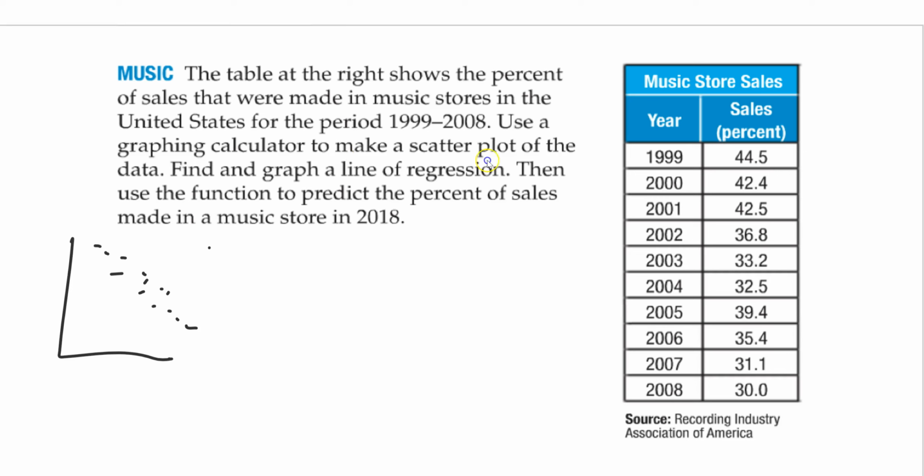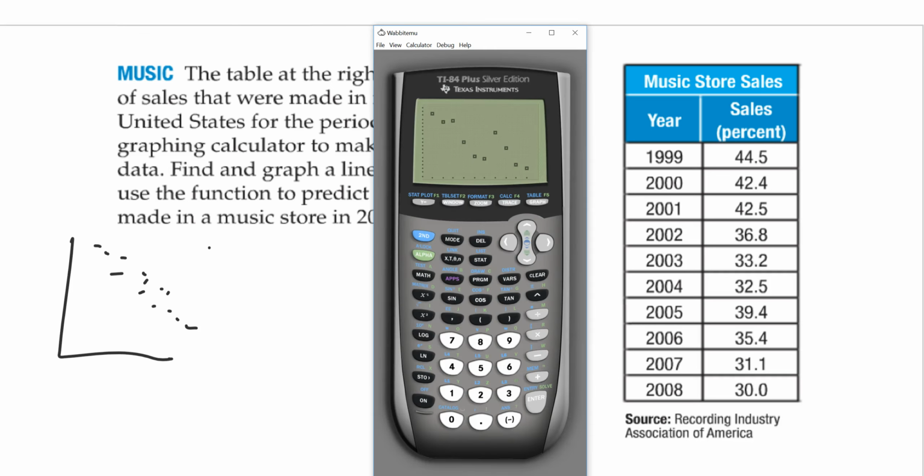So use the graphing calculator to make a scatter plot. Done. Find a graph and line of regression. So for that, we'll go back to our stat, go to calc, and let's go to linear regression. I have L1, L2. I don't have a frequency list, so that's the only way to say frequency here.